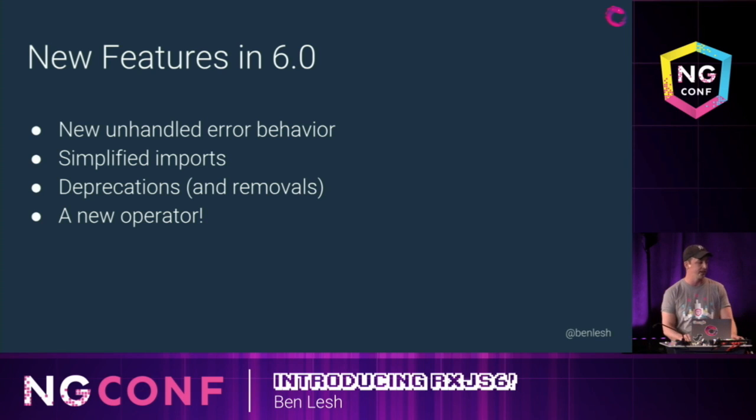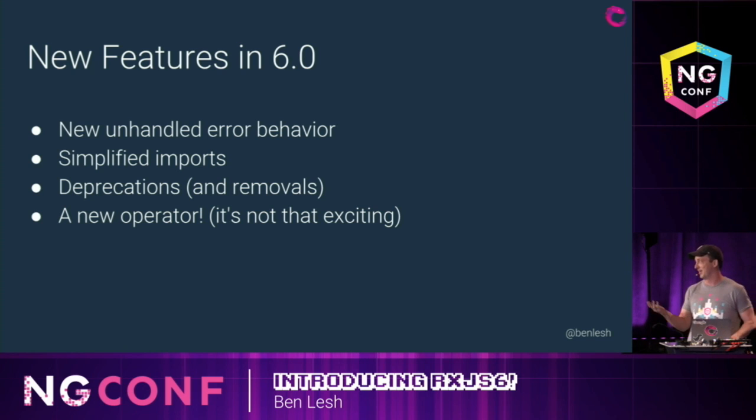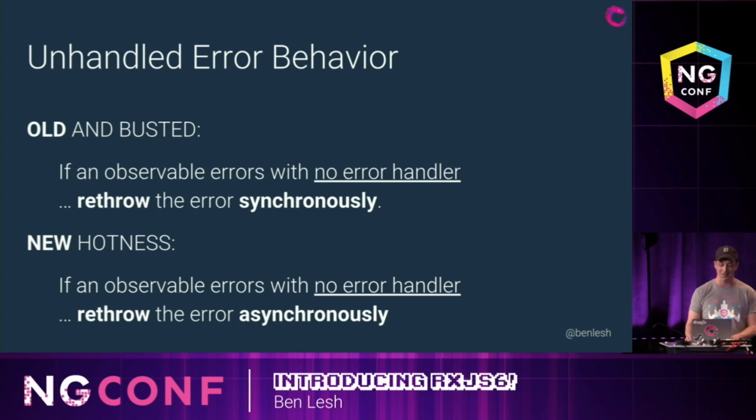So new features in 6. What's new in 6 is we've got new unhandled error behavior. This is a breaking change from 5. I'm going to talk about what that means in just a minute. We also have simplified imports. We've got some deprecations and some removals. And we have a new operator, but sorry, the new operator is not that exciting. Everybody likes new stuff, but I'll talk about it in a minute.